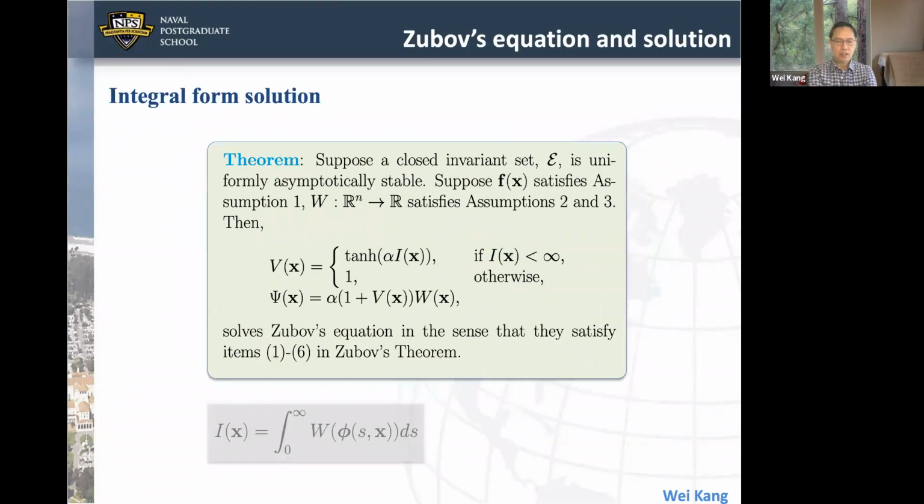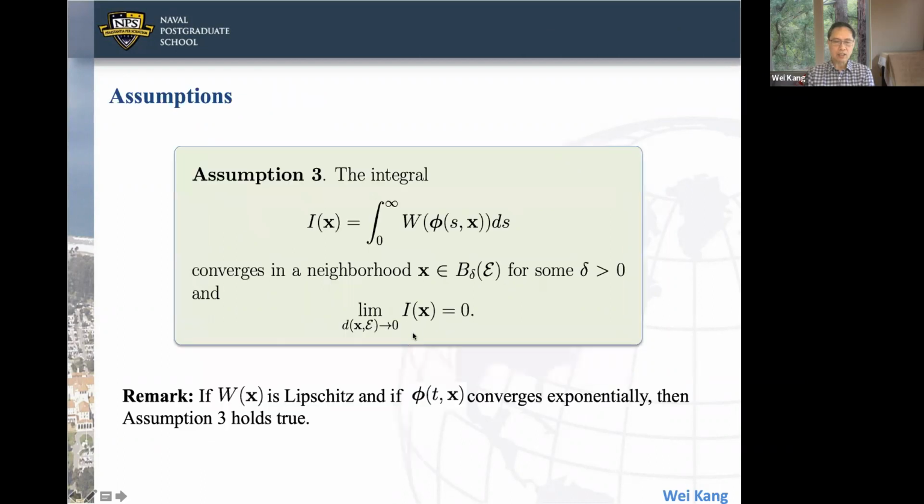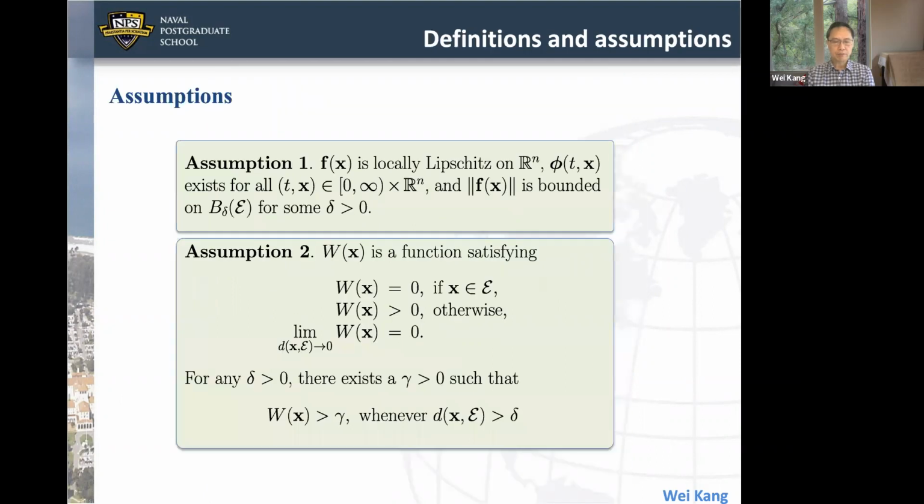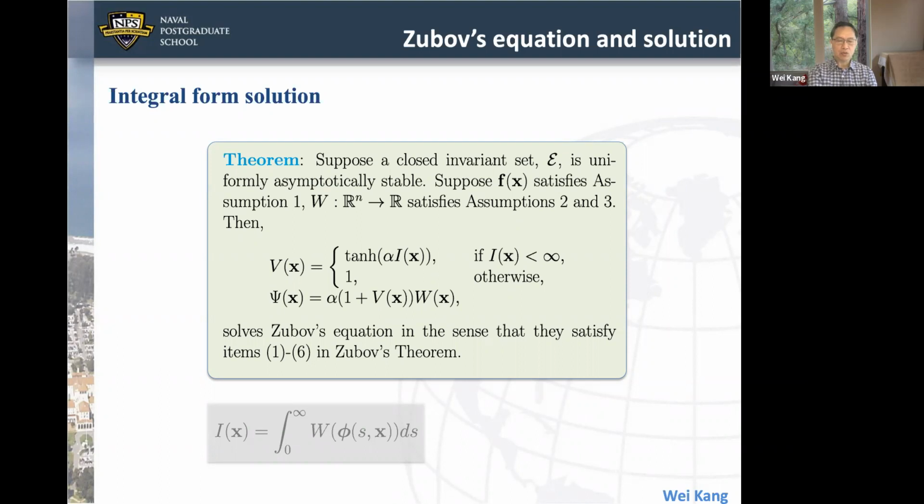Then here is the solution. I call it the integral form solution, because I keep in mind this integration defined along the trajectory. Suppose you have a positive definite function satisfying the assumption, and then you define this integration times some constant, alpha, I'll talk about the constant later, and take the hyperbolic tangent if this integration is less than infinity, and otherwise it's 1. And then you define psi in this way. Then you solve Zubov's equation, in the sense that I can prove it satisfies this Zubov's equation, and also satisfies all these conditions. So this is the function claimed in Zubov's theorem.